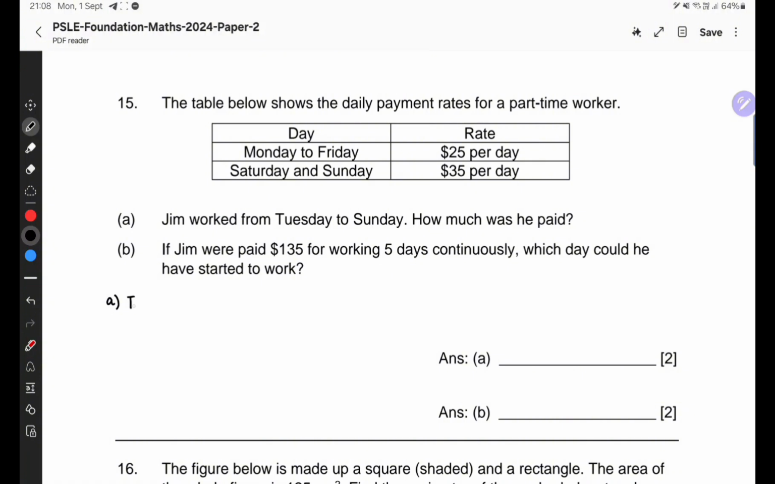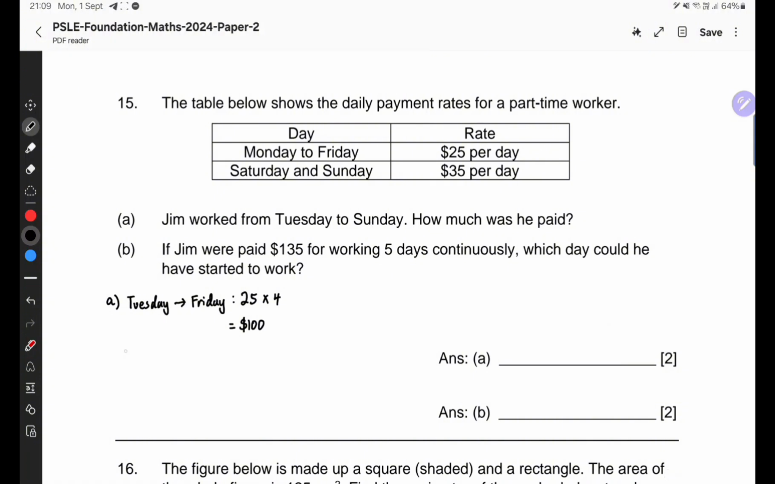Okay, so Tuesday to Friday, this is 4 days in total. Tuesday, Wednesday, Thursday, Friday. There's 4 days in total. And one day is $25. So $25 times 4 days is equal to $100.